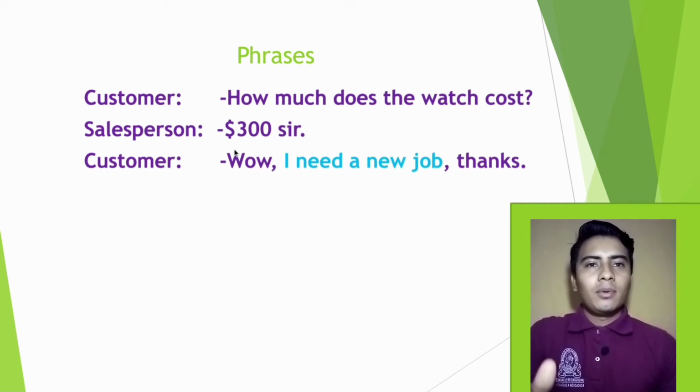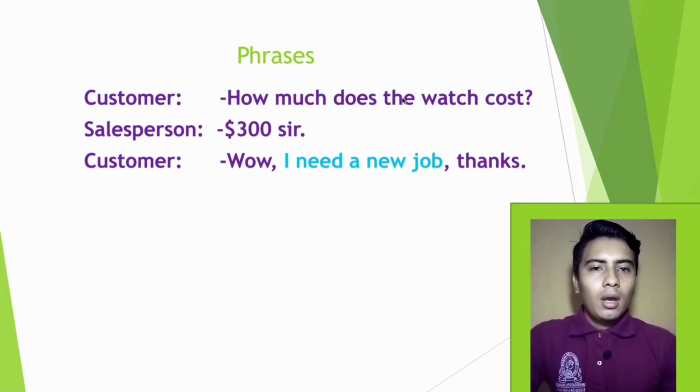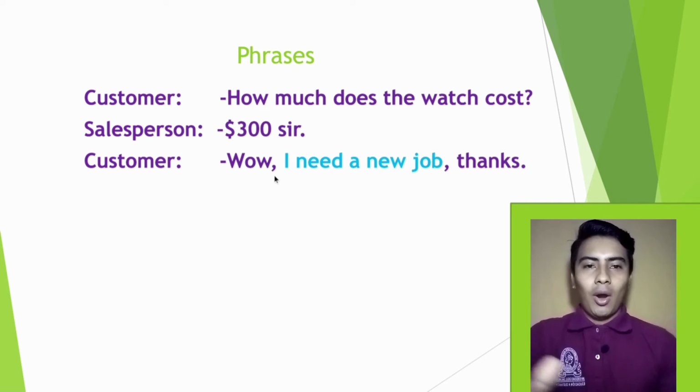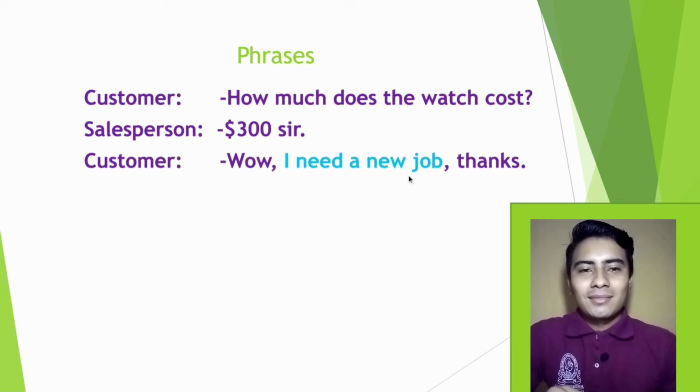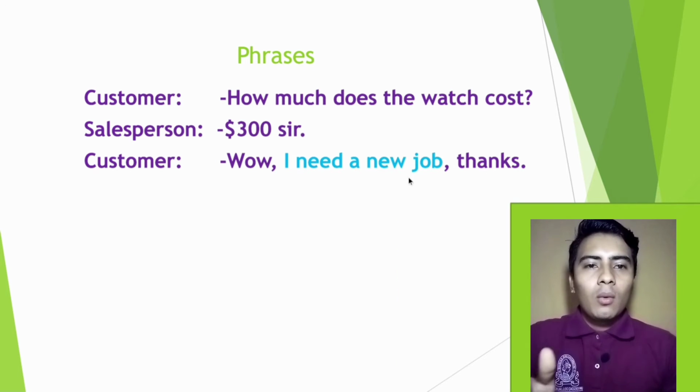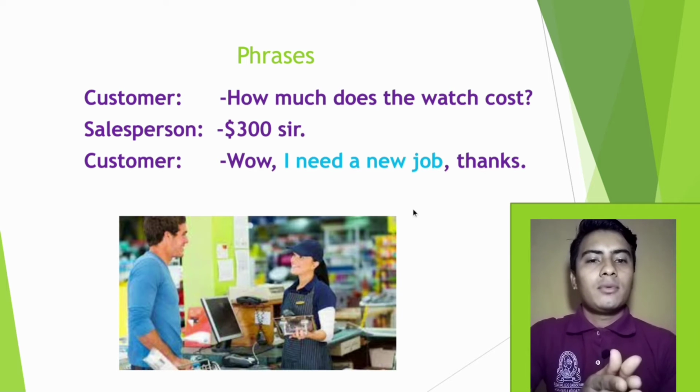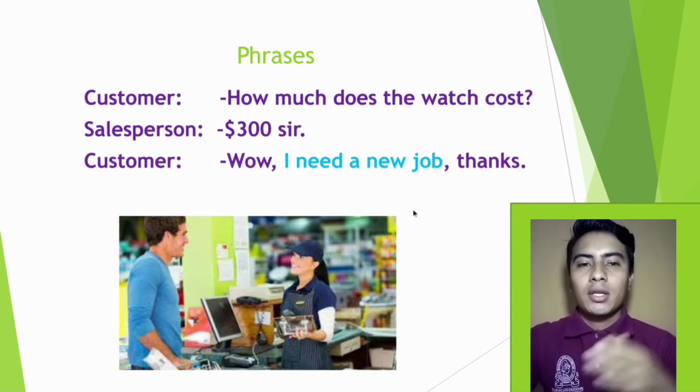Now, let's see an example in a sentence. A customer comes to a watch store and asks for the price of one that he likes. How much does the watch cost? To this, the seller responds, $300, sir. The customer's response is, wow, I need a new job. Question. What does the customer's current job have to do with the price of the watch?